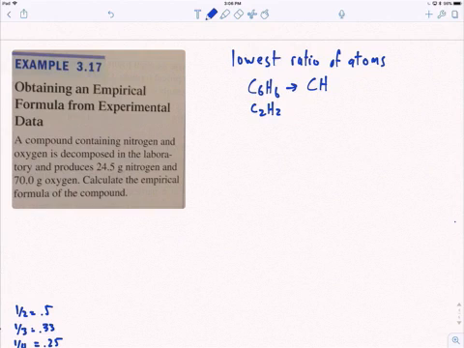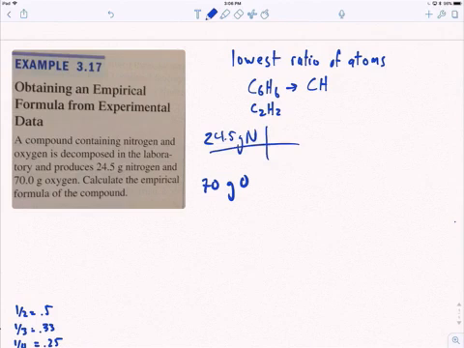And oxygen for a while was just the missing mass. So compounds that contained oxygen, there was some mass here, we don't know what it is, and that's one of the things that led to the discovery of oxygen, as a matter of fact. But for this one here, how do we solve this problem? 24.5 grams of nitrogen and 70 grams of oxygen.